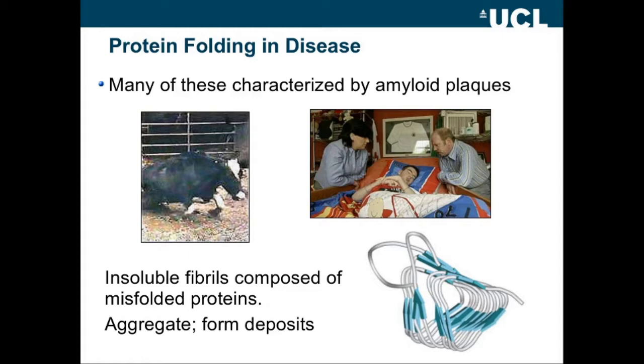So on the left we have a cow suffering from mad cow disease, and this transferred across into humans as variant Creutzfeldt-Jakob disease. So these amyloid plaques are insoluble fibrils composed of misfolded proteins. They aggregate, they form deposits, and in this case affect the brain.